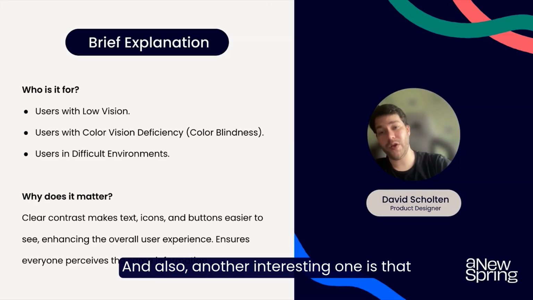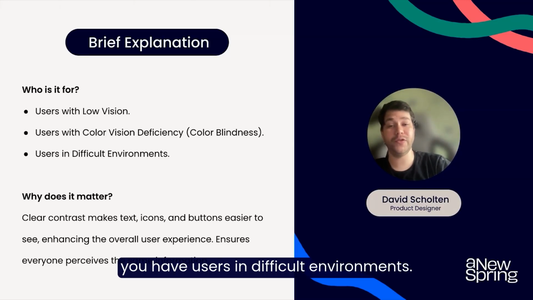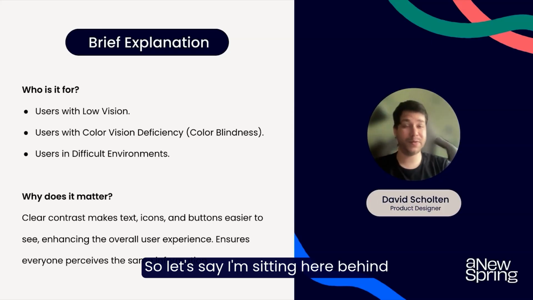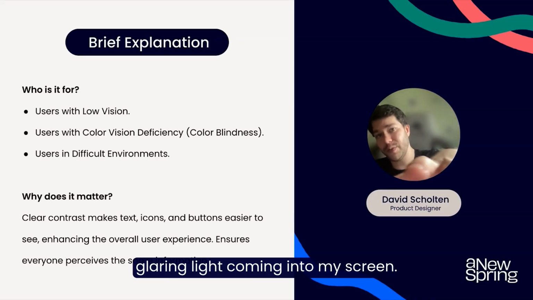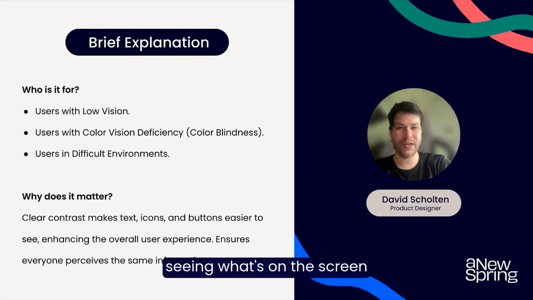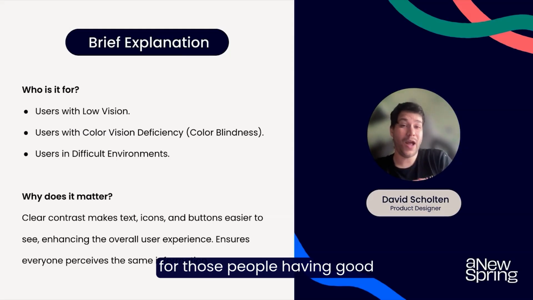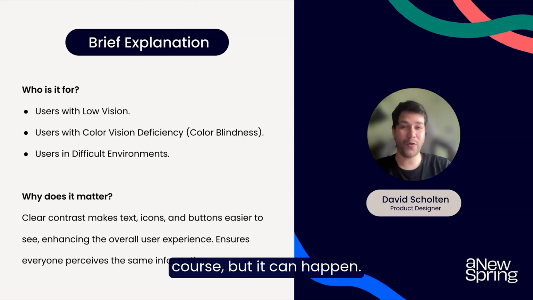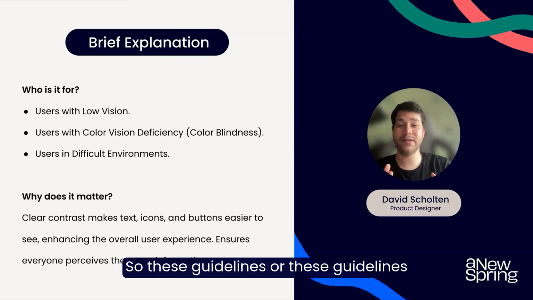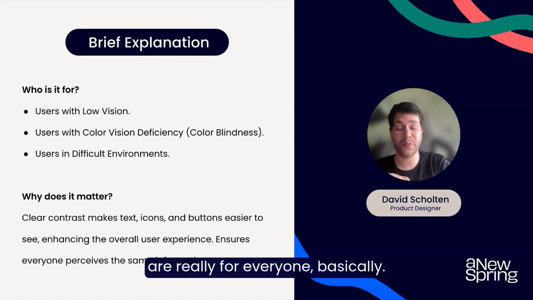And also, another interesting one is that you have users in difficult environments. So let's say I'm sitting here behind my PC or laptop and I have a glaring light coming into my screen. I might have trouble seeing what's on the screen. For those people, having good contrast will actually help as well. It's a bit situational, of course, but it can happen. So these guidelines are really for everyone, basically.